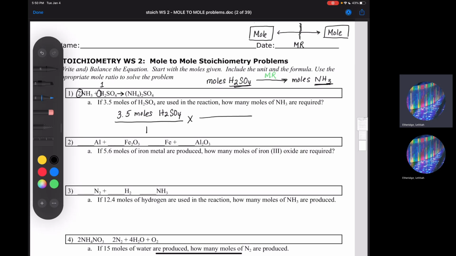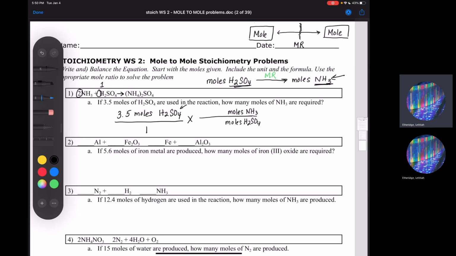Okay, so now we know that we are going to use our mole ratio. We have moles of sulfuric acid in the numerator. That means I need moles of sulfuric acid in the denominator. The moles that I'm converting to are going to be moles of ammonia. That means that moles of ammonia are going to be on top.